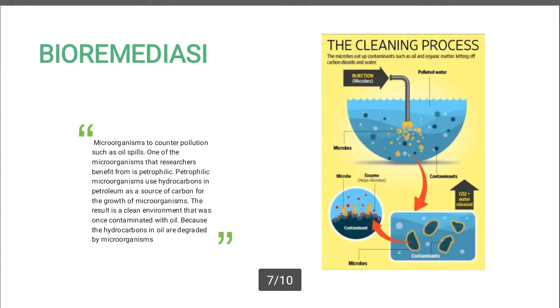Next is bioremediation. Microorganisms are used to counter pollution such as oil spills. One of the microorganisms that we can benefit from is petrophilic. Petrophilic microorganisms use hydrocarbons in petroleum as a source of carbon for the growth of microorganisms. The result is a clean environment that was once contaminated with oil, because the hydrocarbons in oil are degraded by microorganisms.